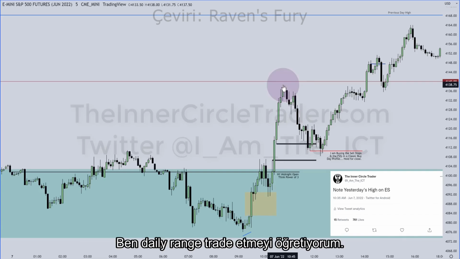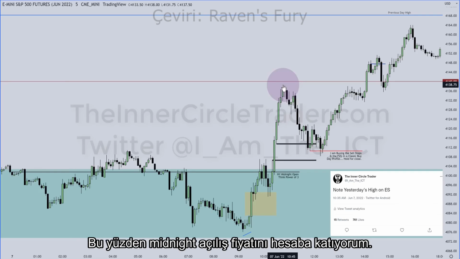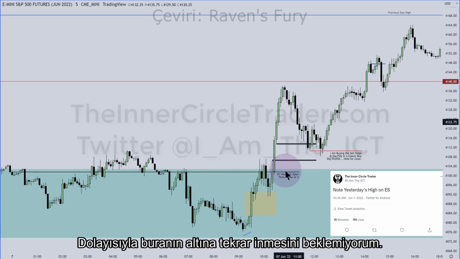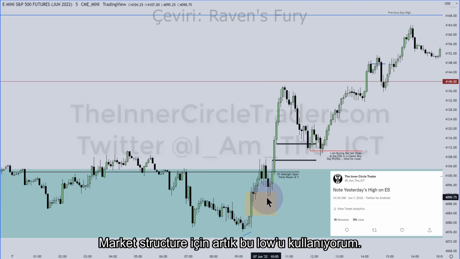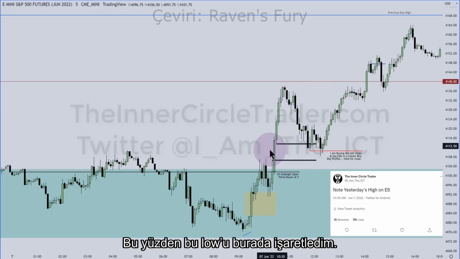I'm trading the daily range. I'm trying to get the majority, or the lion's portion, of the daily range. So because I'm doing that, I'm factoring in that midnight opening price. So we've went above it here and once more. So I'm not expecting it to go back down below here again. So to refer to this low now, again, is pointless. I'm going to use this one here for market structure. So market structure, swing low here to swing high, that's my dealing range. So that's why I outlined that one here.